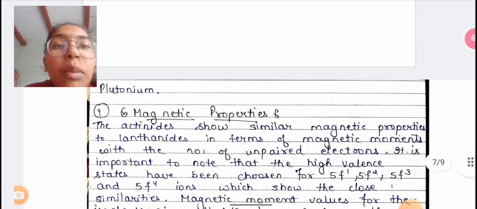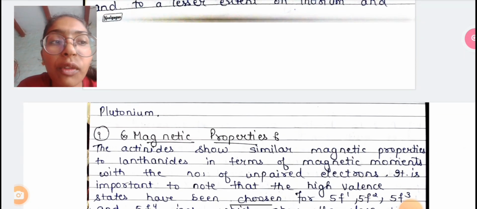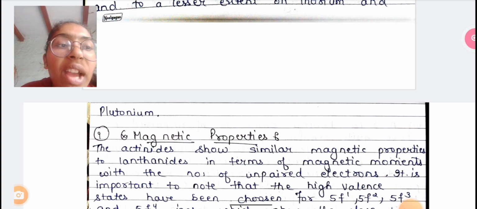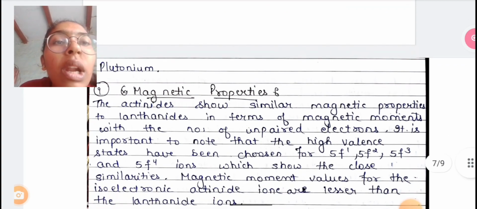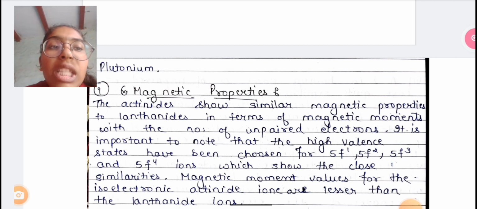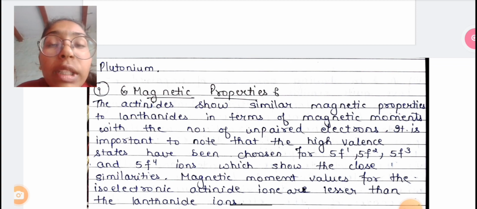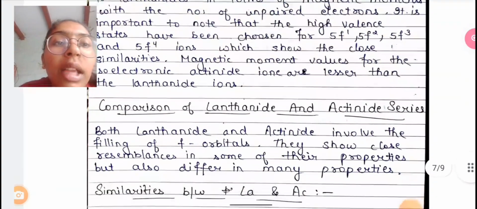Ninth one is magnetic property. The actinides show magnetic properties similar to lanthanides in terms of magnetic moment with the number of unpaired electrons. It is important to note that the high valence states have been chosen for 5f1, 5f2, 5f3 and 5f4 ions, which show close similarities. Magnetic moment value for the isoelectronic actinide is lesser than the lanthanide ion.